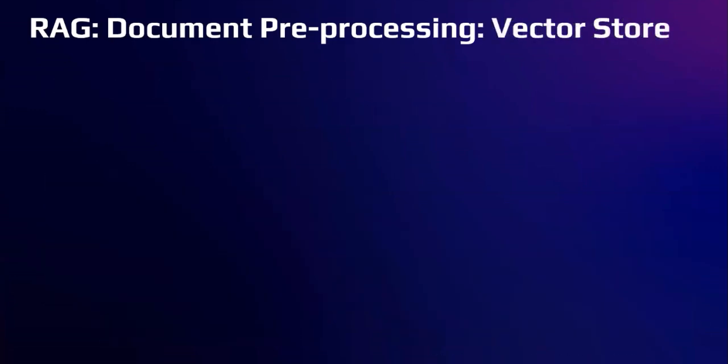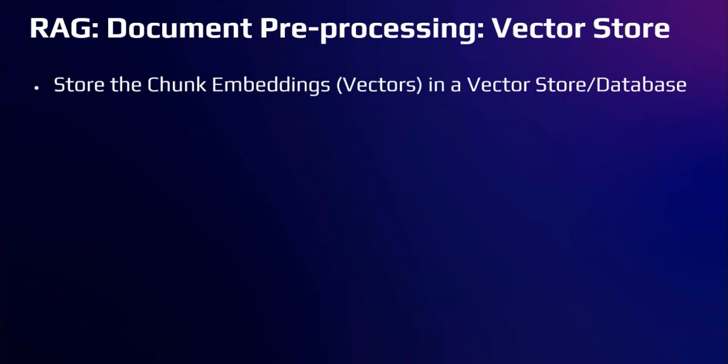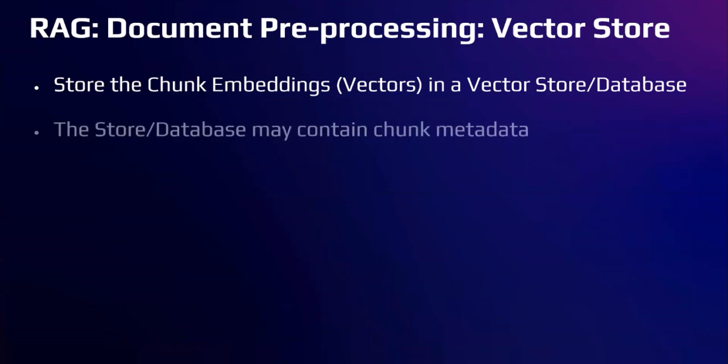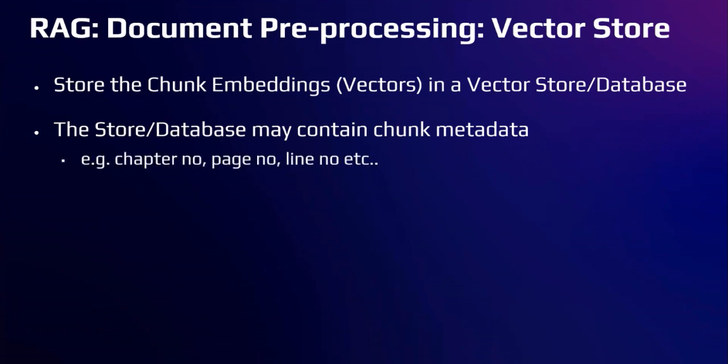After the embedding is done, we have to find some place to store all these embeddings. This is where the vector store comes into play. It's basically a place where you store all your embeddings. This vector database or store may also contain the chunk metadata. For example, your text document could have many pages, many chapters, many sentences, many lines. So the metadata could be the chapter number, the page number, the line number, etc.